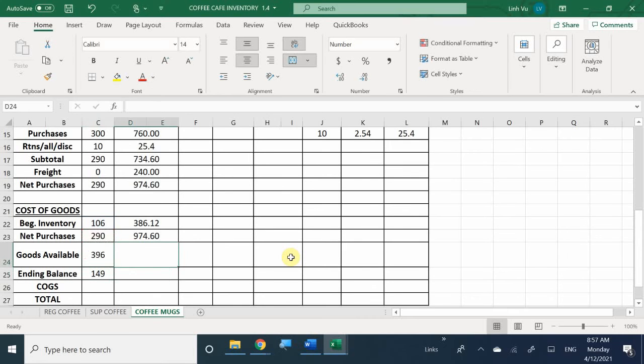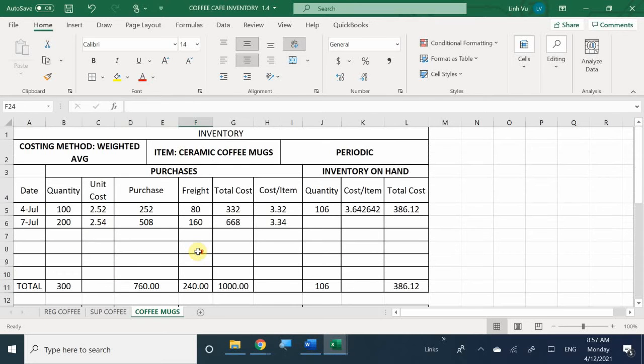$396 at a total cost of $1,361.13. If you round it, yes, it's 1361. But if you expand it, 1360.72. Okay. Now let's take a look at the very top of the window. What is my costing method? Weighted average.